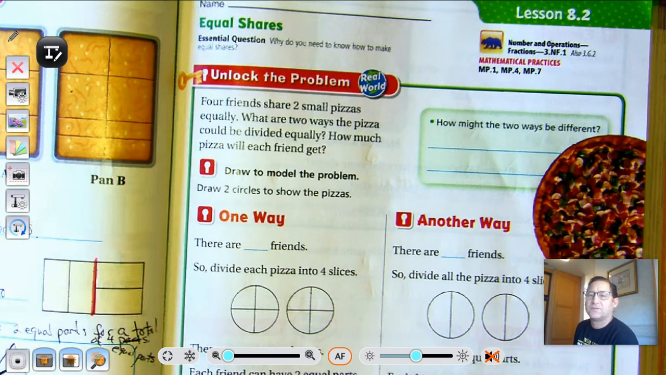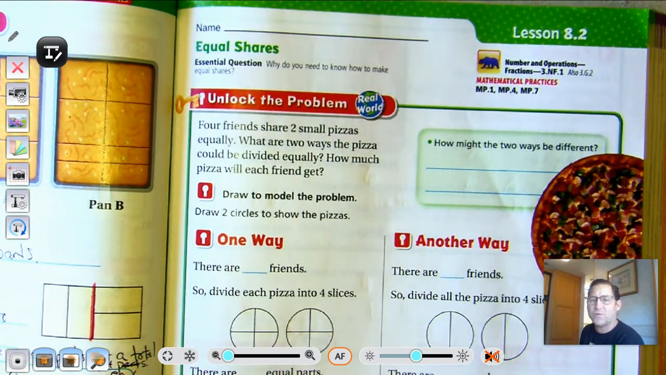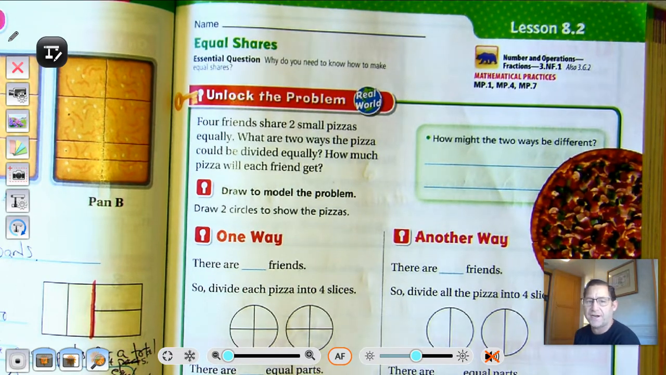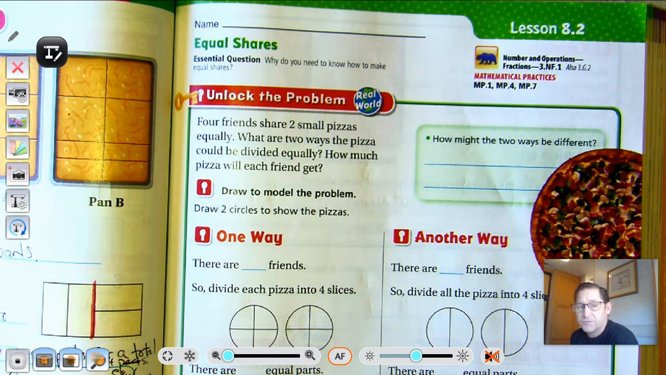Hello, everybody. So let's continue with Chapter 8. We're on Lesson 8.2, Equal Shares. We're on page 325 of the third grade Go Math textbook. And our essential question that you should be able to answer by the end of this lesson is, why do you need to know how to make equal shares?